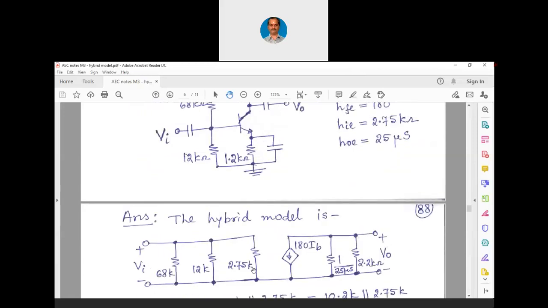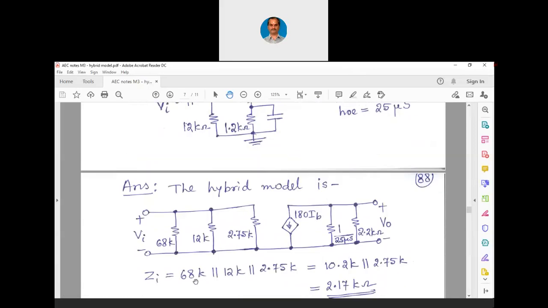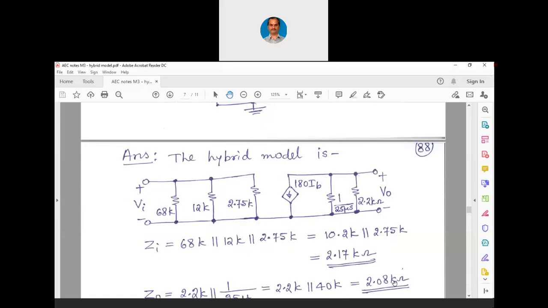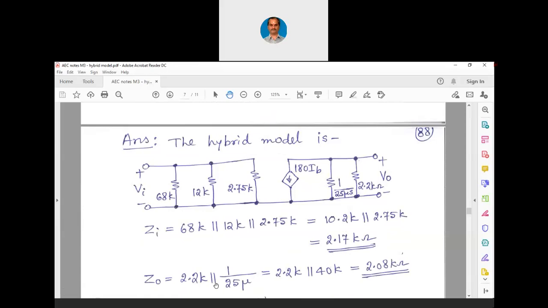Now the hybrid model is this. We can write the hybrid model this way: 68 kilo parallel with 12 kilo parallel 2.75k, and we have HFE given as 180 into IB. HOE is 25 microsiemens, 1 over 25 microsiemens, and RC is 2.2 kilo ohms. So Zi is 68k in parallel with 12k in parallel with 2.75k, that is 2.17 kilo ohms. So your answer is correct. Now Z naught is 2.2k in parallel with 1 over 25 micro equals 2.08 kilo ohms. So both your answers are correct, Sayan.